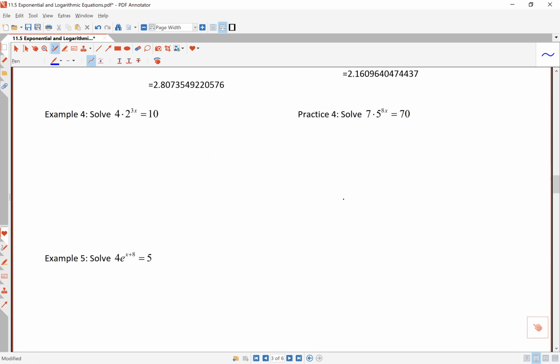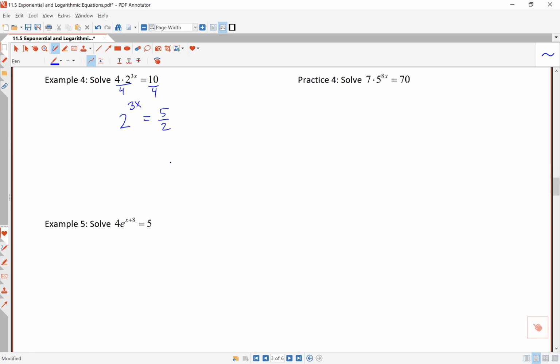Example 4, we need to be able to isolate the exponential portion. So that's 4 times 2 to the 3x. I need to get rid of that 4, so I achieve that by dividing both sides by 4, giving me 2 to the 3x equals, and we'll write that as 5/2 now. Now we see the exponential portion, 2 to the 3x. The exponent is 3x. The base is 2 to get 5/2.